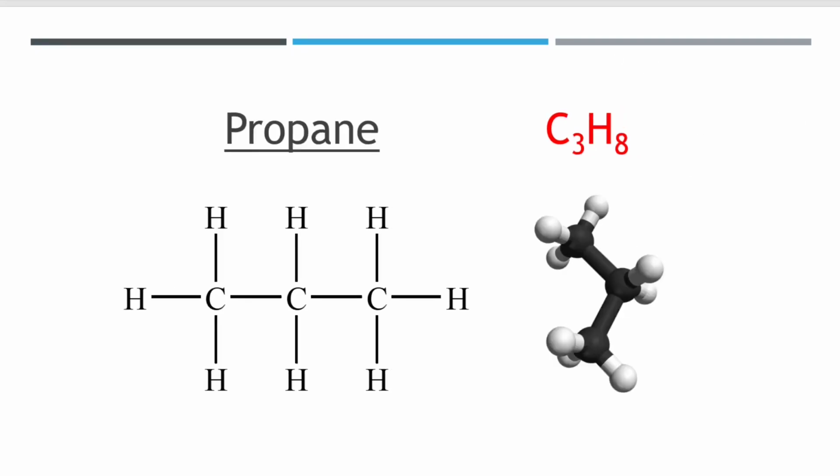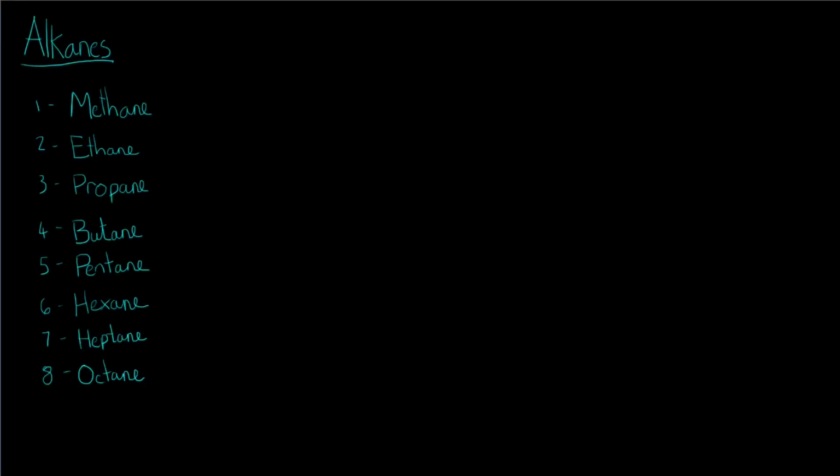And here's our third member of the alkanes, propane. We've got its chemical formula, C3H8. It fits into CnH2n+2, the general formula of the alkanes, so it must be an alkane. And here's its full structural formula as well. Now, as I said before, we need to know the first 8 members of the alkanes, and here they are: methane, ethane, propane, butane, pentane, hexane, heptane, and octane.